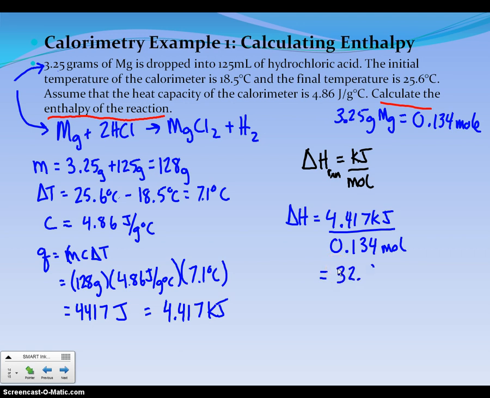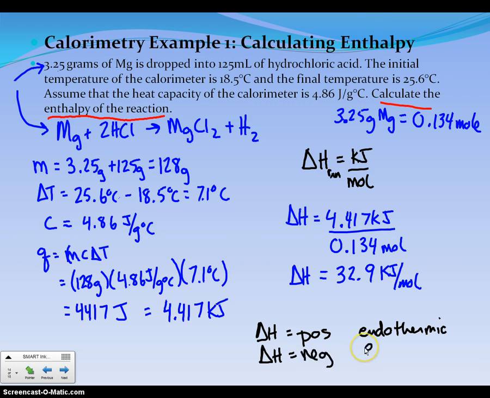So when I calculate my delta H, I come up with 32.9 kilojoules per mole. Okay, I'm not quite done yet. Why? Because in the previous video I made a little bit of noise about how you've got to be careful with sign conventions. If delta H is positive, what does that mean? If delta H is negative, what does that mean? So if delta H is a positive sign, is that endothermic or exothermic? That means your reaction is endothermic. Well, what if my delta H is a negative sign? That means my reaction was exothermic.